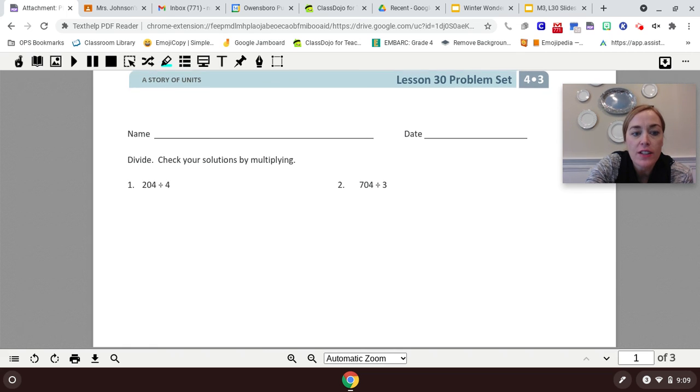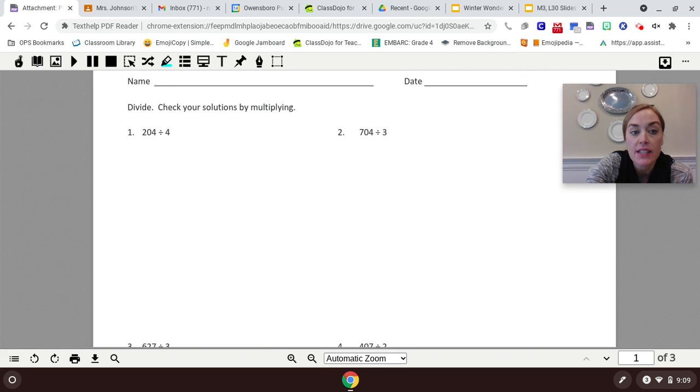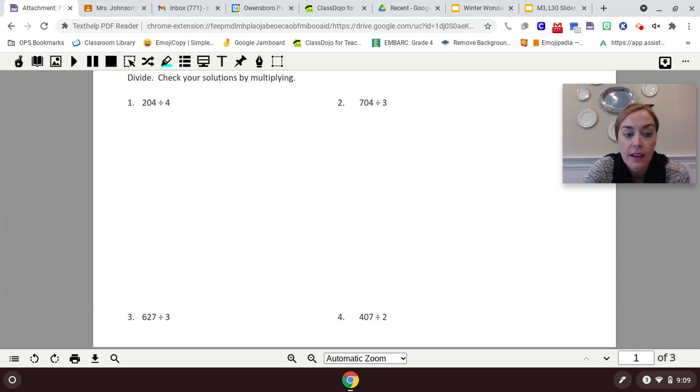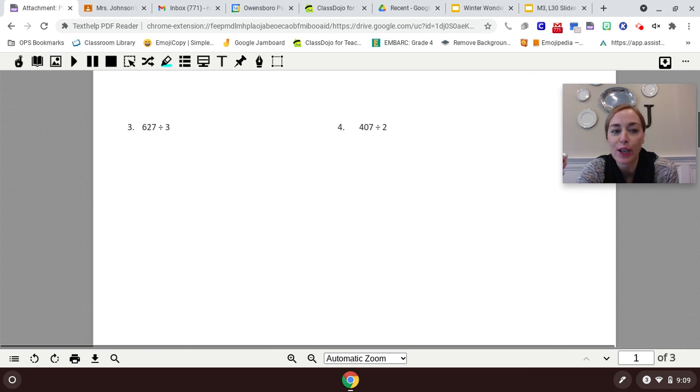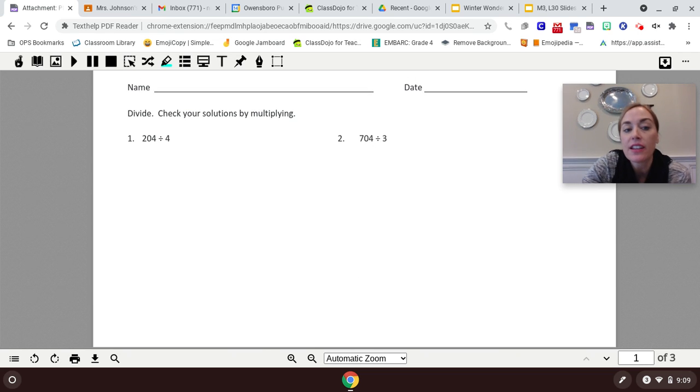So number 1, all it's wanting you to do is divide. If you notice, in number 1, there are zeros in our dividend, okay? So this is going to give you practice with zeros in the dividend. I want you guys to do number 1, number 2, and then I want you to do number 3, okay? I'm guessing that there's probably going to be a 0 in the quotient on number 3. So 1, 2, and 3. Now look at the instructions here. It says check your solutions by multiplying. So each of these are worth 2 points. 1 point for dividing, 1 point for checking your work, all right?